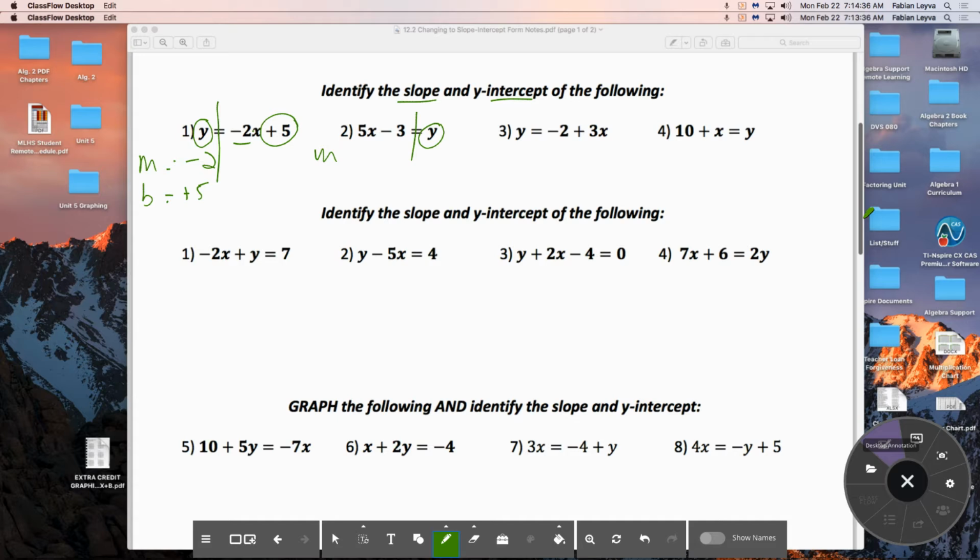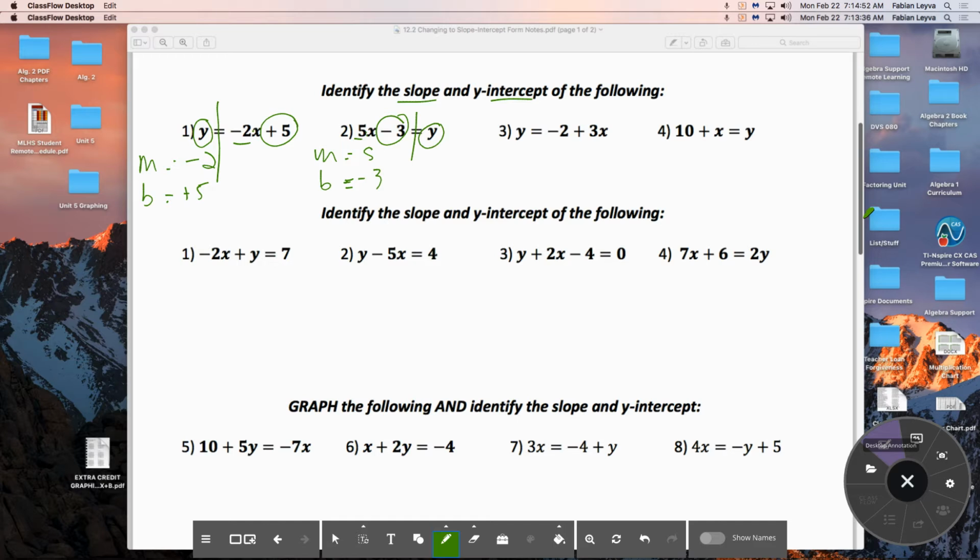Your m, your slope, is always going to be the coefficient in front of the x, which in this situation is a 5. Your b, your y-intercept, is going to be whatever you're adding or subtracting to that x. So in this situation, it is going to be a -3. So again, all you're doing is training your mind to see these things.